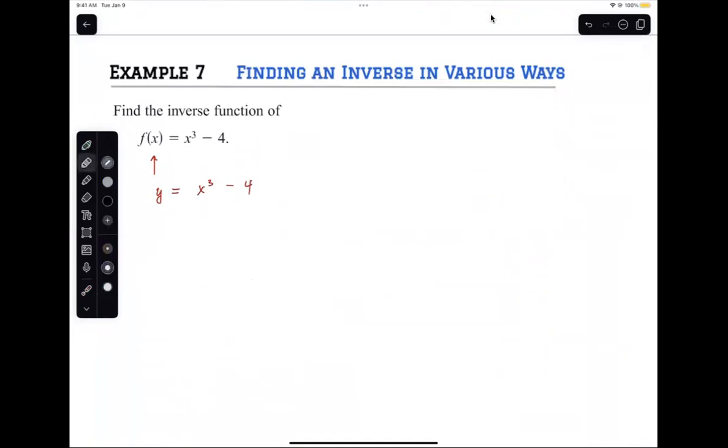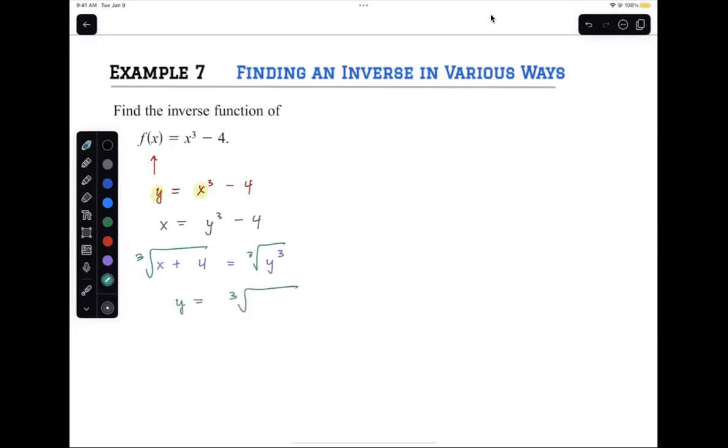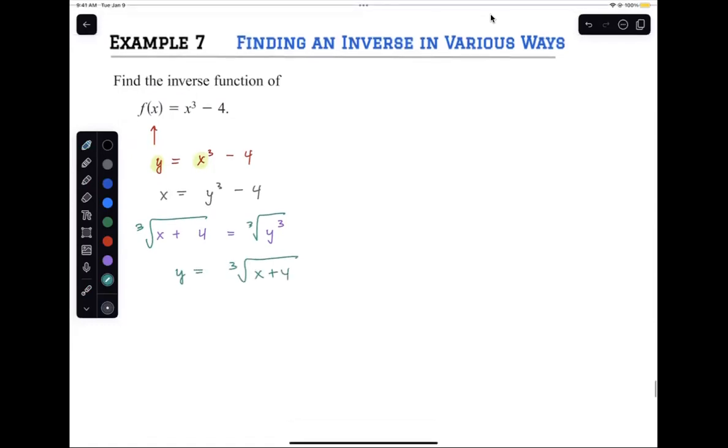And then switch x and y. So you're going to get x is equal to y cubed minus 4. Now you're going to solve for y, so add 4. x plus 4 is equal to y cubed. Then we need to cube root both sides. So we're going to get y is equal to the cube root of x plus 4. And then just replace that y with f inverse. So f inverse of x is equal to the cube root of x plus 4.